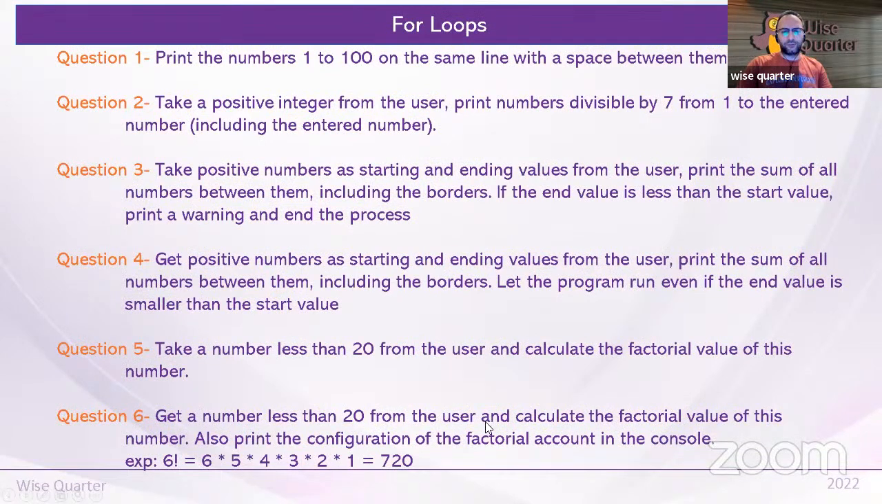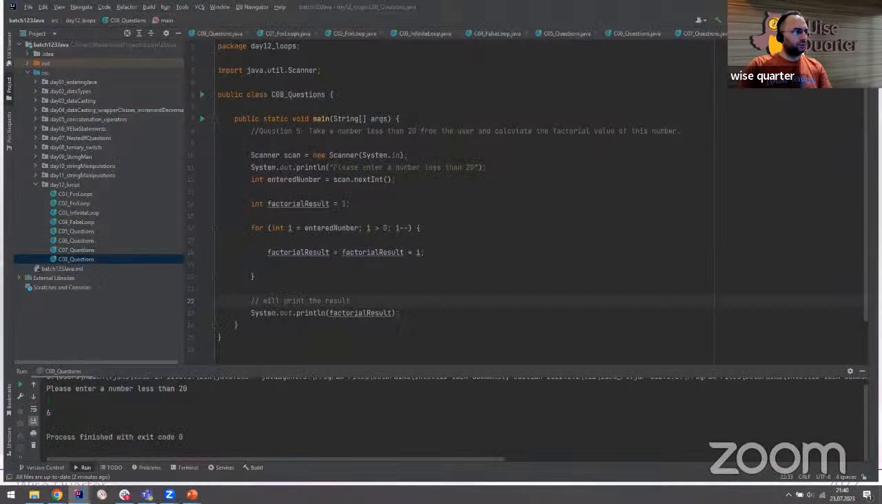Get a number less than 20 from the user and calculate the factorial value of this number. Also print the calculation of the factorial in the console. I think we do not need to solve this one.